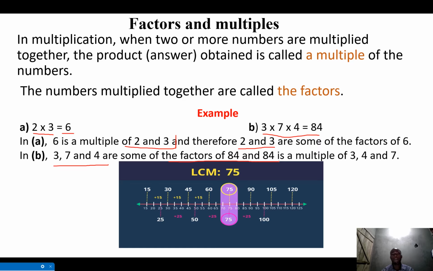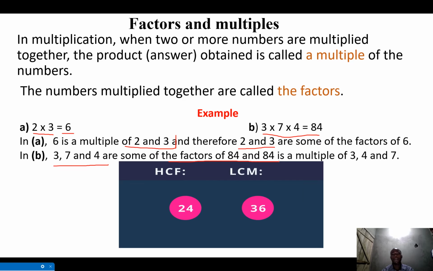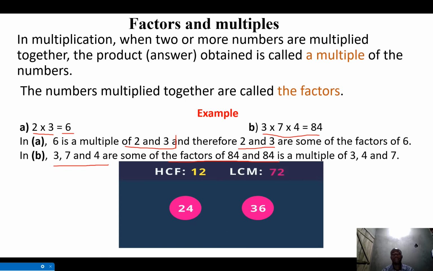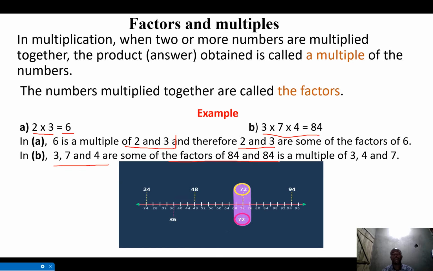Now it's your turn. Try to find the HCF and LCM for the pair 24 and 36. Pause the video to work it out. That's right, 12 is the HCF as it's the largest factor they both share. And 72 is the LCM as it's the smallest multiple they both share.